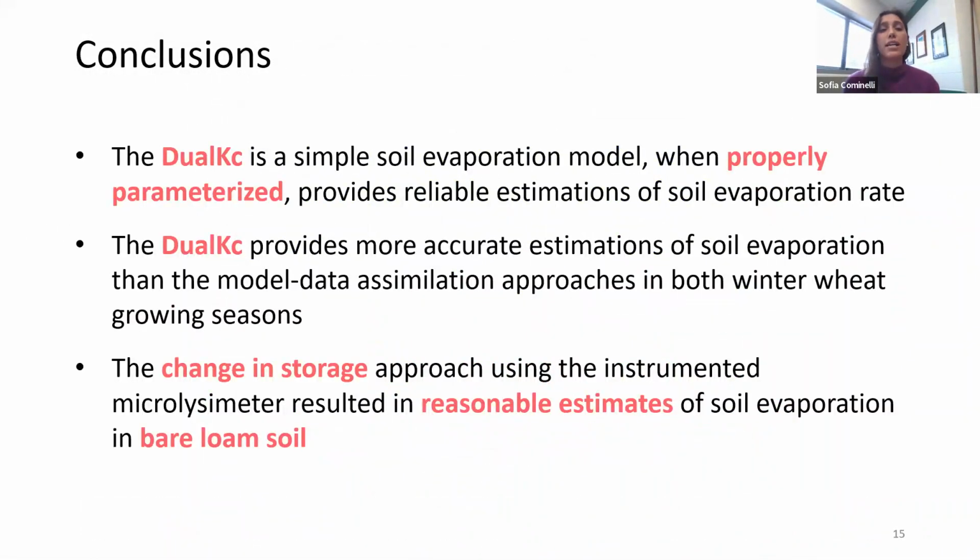So to sum up, the dual crop coefficient is a simple soil evaporation model that when it's properly parameterized, provides reliable estimation of soil evaporation. The dual crop coefficient provides more accurate estimation of soil evaporation than the model-data assimilation approach in both winter wheat growing seasons, and the changing storage approach using the instrumented microlysimeter resulted in a reasonable estimate of soil evaporation in the bare soil experiment.